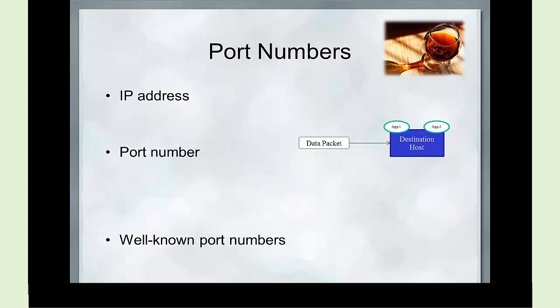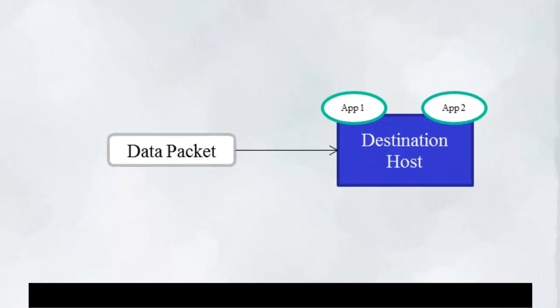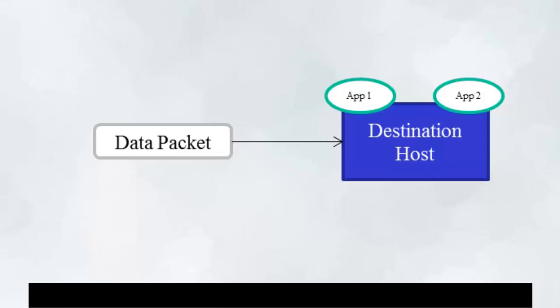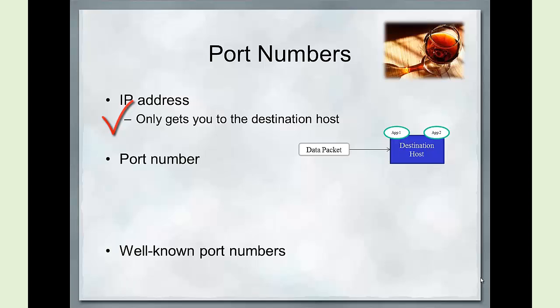An IP address only allows you to get to your destination host. As you can see in this picture, once the data packet actually arrives at your destination host, it doesn't really know how to actually get to these actual applications running on the destination host. So to summarize, IP addresses only get you to the destination host. So we have a problem here. So this is why we need something called a port number.